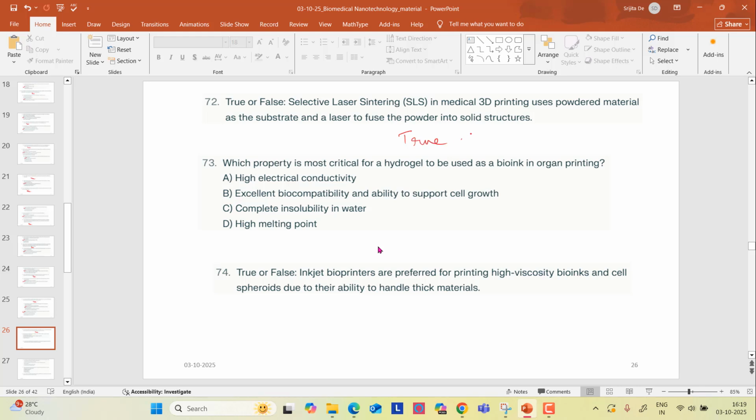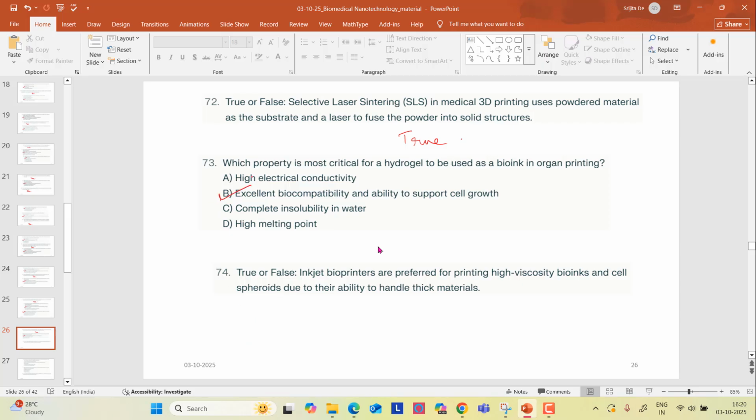Which property is most critical for a hydrogel to be used as a bioink in organ printing? High electrical conductivity, excellent biocompatibility and ability to support cell growth, complete insolubility in water, high melting point. It is option B.